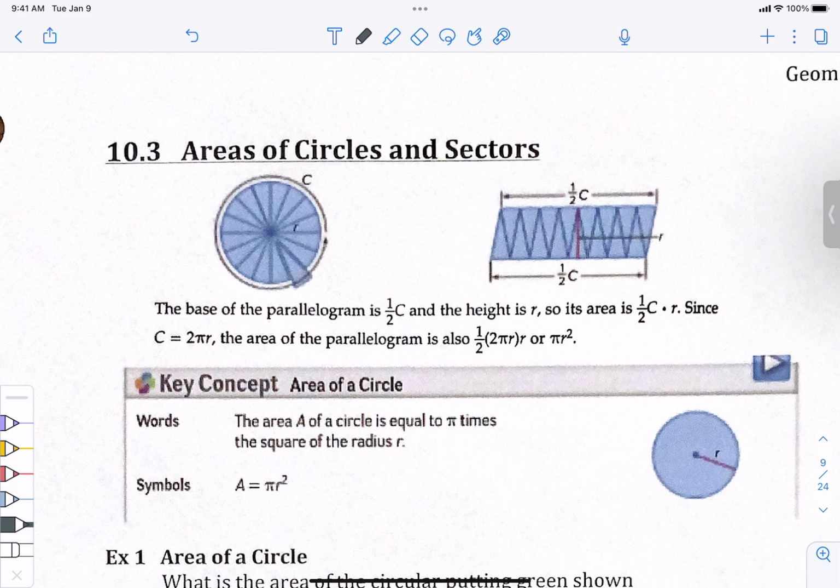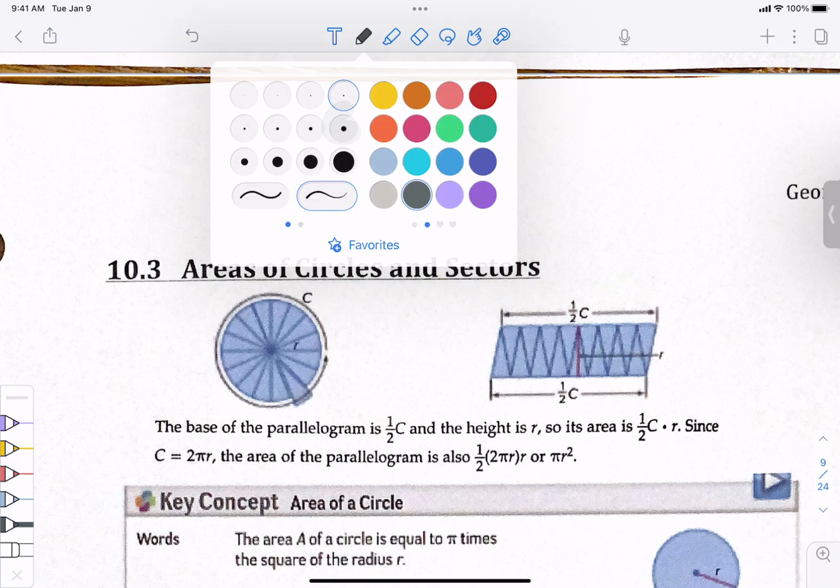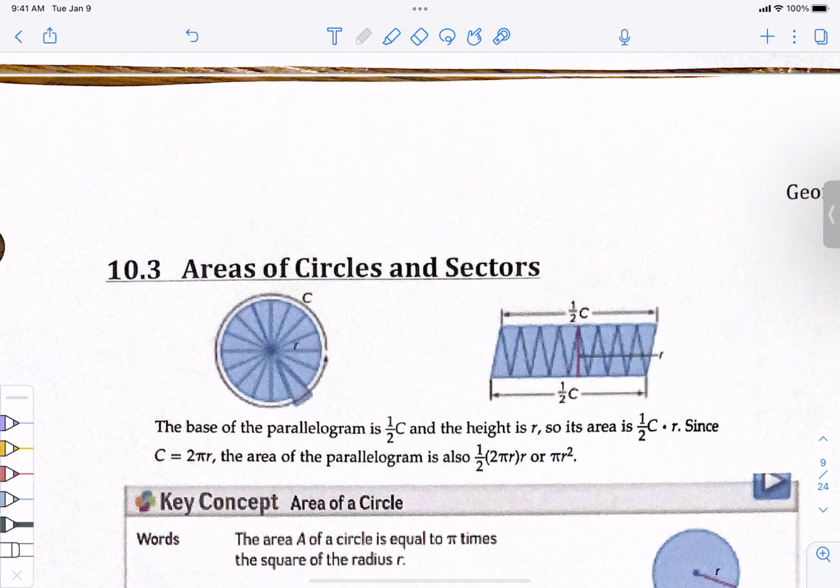Okay, good. All right, hey, Libby and Jalen, this is 10-3, areas of circles and sectors. This is going to be another easy section because we've kind of already done areas of circles a little bit before, but everybody always gets area and circumference messed up with one another, so we're going to talk about circumference also. So circumference and area.